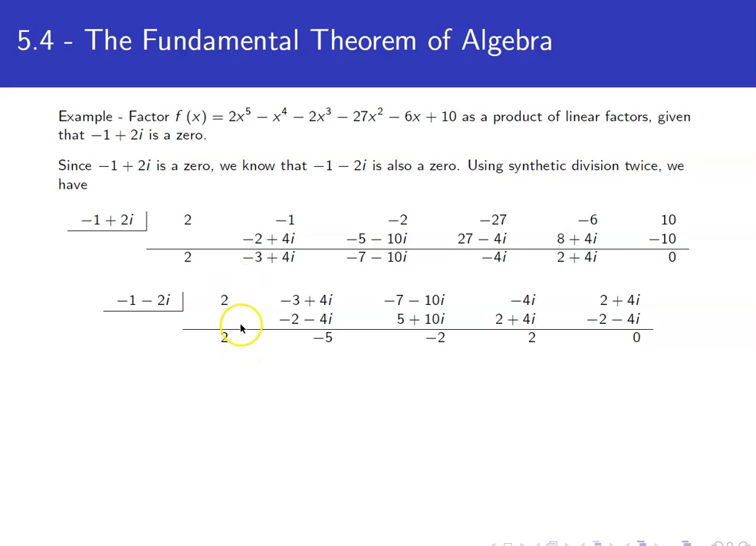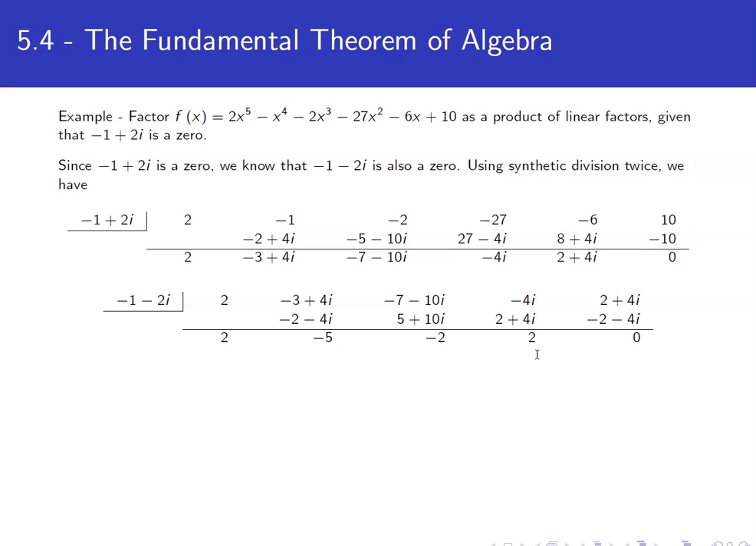And again, same process: bring it down, multiply, add, and so on all the way through. Again, we know this has to be a 0, so we need to get a 0 at the end. If you don't, you've made a mistake somewhere along the line. All right, so now we've done this with the original zero and its complex conjugate. Notice that at this stage, all of the coefficients are real numbers. There are no i's left.